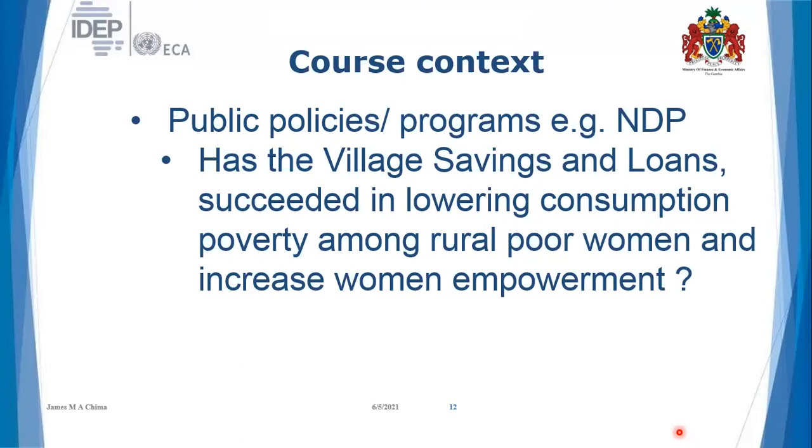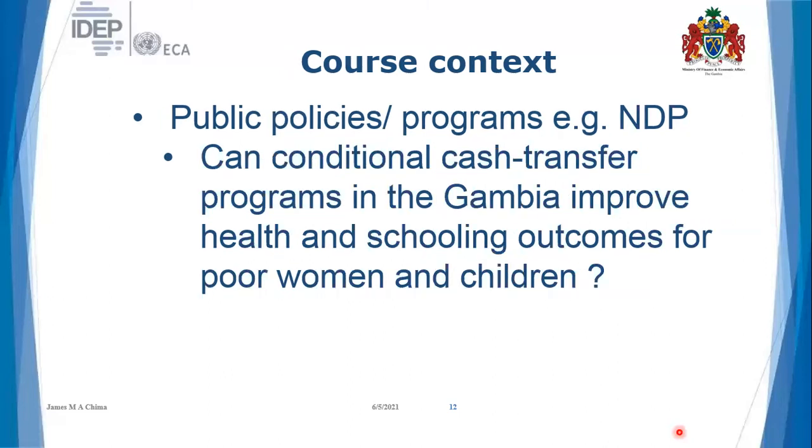For example, if village savings and loans schemes are part of the interventions within the NDP, have these schemes succeeded in lowering consumption poverty among rural poor women, as well as increasing women's empowerment? Can conditional cash transfer programs, as envisaged in the Gambia, improve health and schooling outcomes for poor women and children?